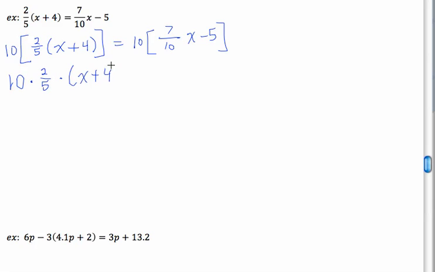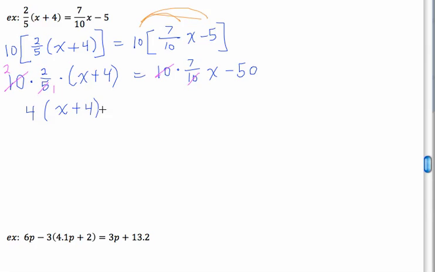Now over here there's a minus sign, so we do distribute that. There you go, that 10 out right there. So you have 10 times 7/10 times x, and 10 times -5 is minus 50. So on the left, 10 times 2/5. The 10 and the 5, 10 divided by 5 is 2. So that becomes a 1, that becomes a 2. Taking a 5 out of both. Over here the 10's cancel. So on the left we have 2 times 2, which is 4, times x plus 4 equals 7x minus 50.